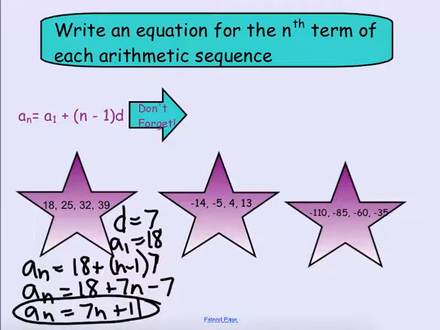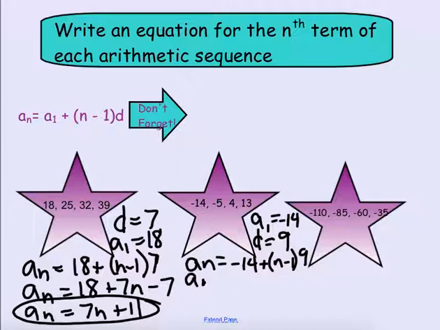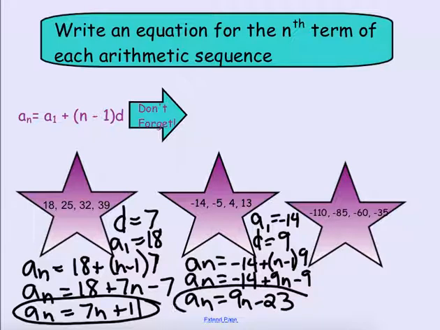Let's do another one. Our a sub 1 is negative 14. My difference, well, it looks like we are adding 9 each time. So I would say a sub n is equal to negative 14 plus n minus 1 times 9. I would distribute, get negative 14 plus 9n minus 9, and then I combine and say a sub n is 9n minus 23. And that would be my formula for any term that I want.